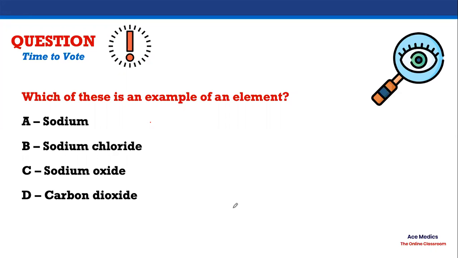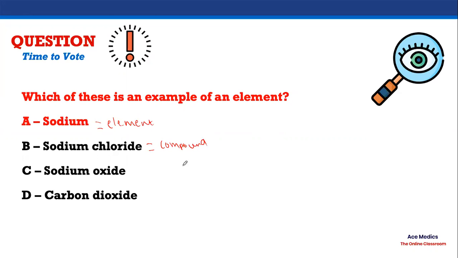Okay, so, and the poll. Yeah, so the majority of you have said that sodium is the element, which is correct. Sodium is the element. How do we know sodium is the element? Because elements are just that one atom, isn't it? And sodium chloride, we already talked about, is a compound.